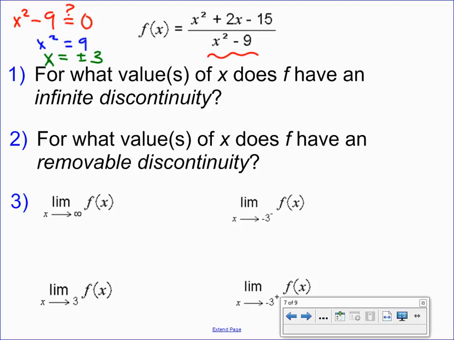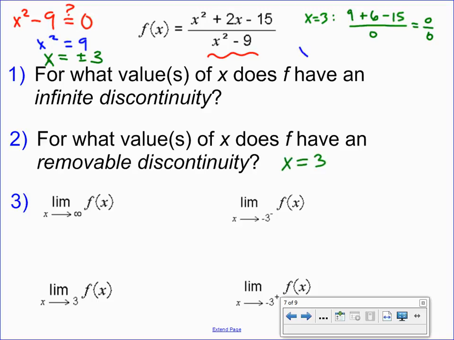At x equals 3, I get 3 squared is 9, plus 2 times 3 is 6, minus 15 is 0, all over 0. So at x equals 3, which feature do I expect to see? The infinite or the removable? Removable. And so I'm thinking at x equals 3, I get the removable.